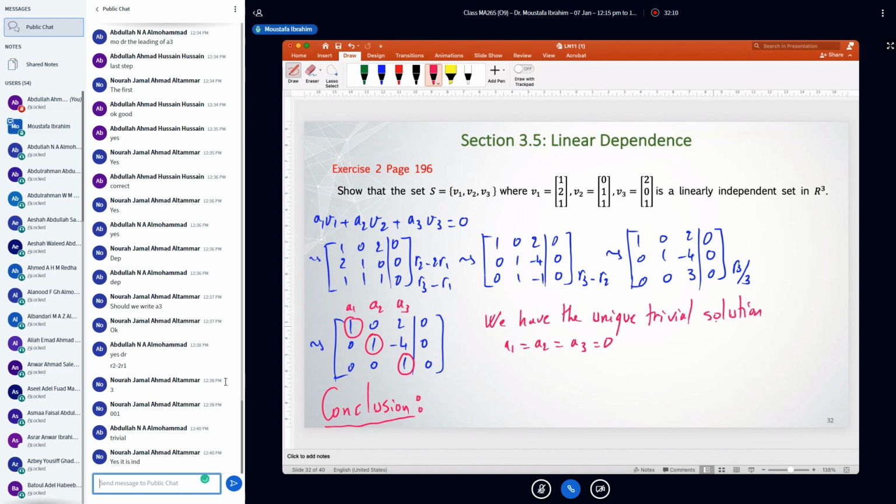So we answer the question. Show it's linearly independent. V1, V2, V3 is linearly independent because we have unique solution, so it's independent in R3. Here, the vector space is R3. Too simple. Understood, guys?